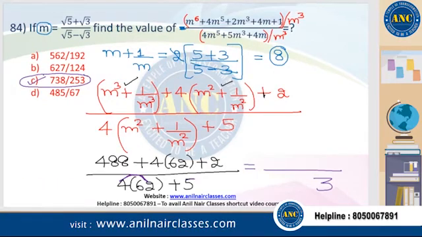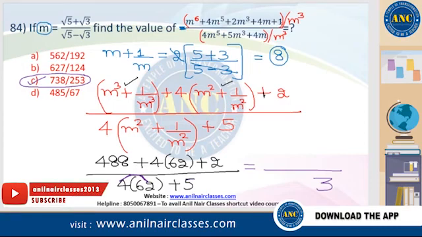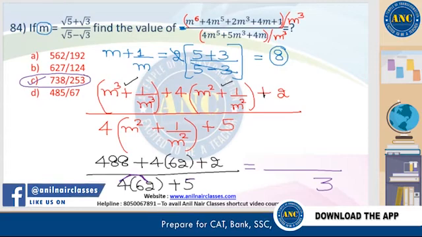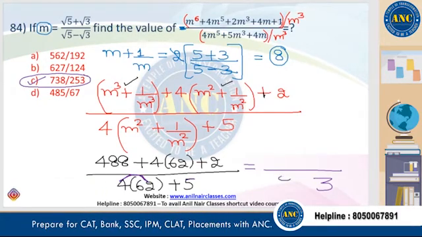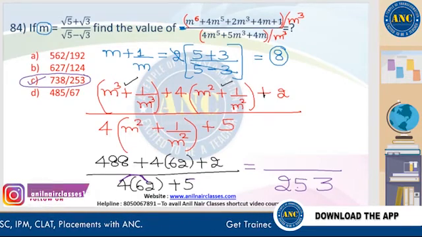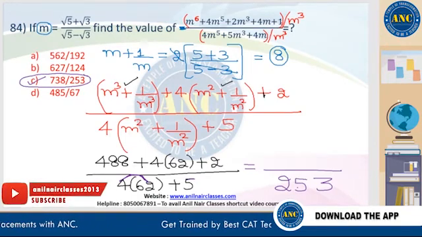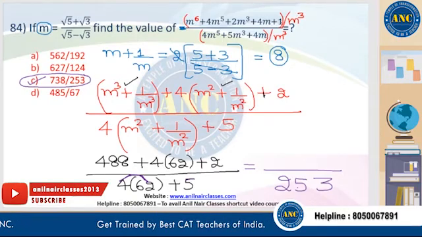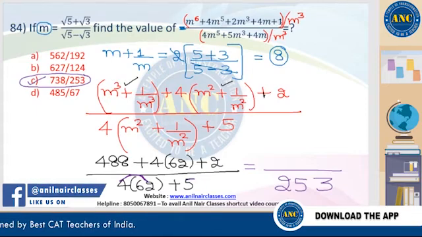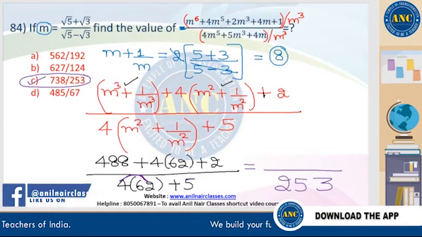Unless they are further simplified, or you can check it out. It's not a difficult task. 62 into 4: 60 into 4 is 240, 2 into 4 is 8, so 248 plus 5 is 253. The denominator should be 253, or it should be a multiple or a factor of 253. There is only one option, which is 253 or its multiples or factors. So the answer for this question is 738.